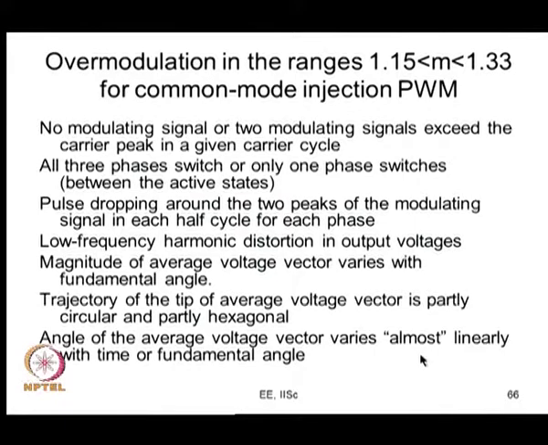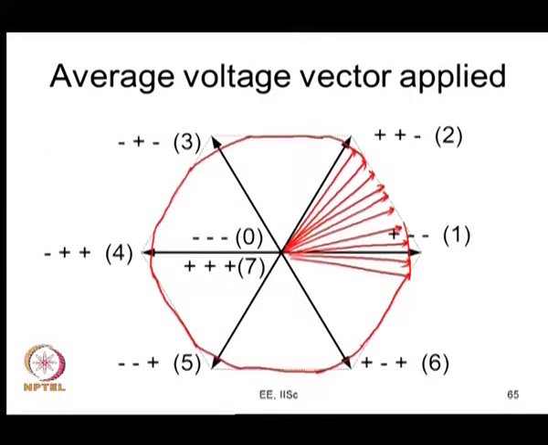So, you can see that there is some similarity and dissimilarity here. In the case of sine triangle PWM, we found that the voltage was varying when you went into overmodulation, but it was not really the magnitude that was varying. Here also the magnitude is varying, but there is a clearer pattern in the magnitude variation here. It is circular, hexagonal, circular, hexagonal, it is following the trajectory like that.